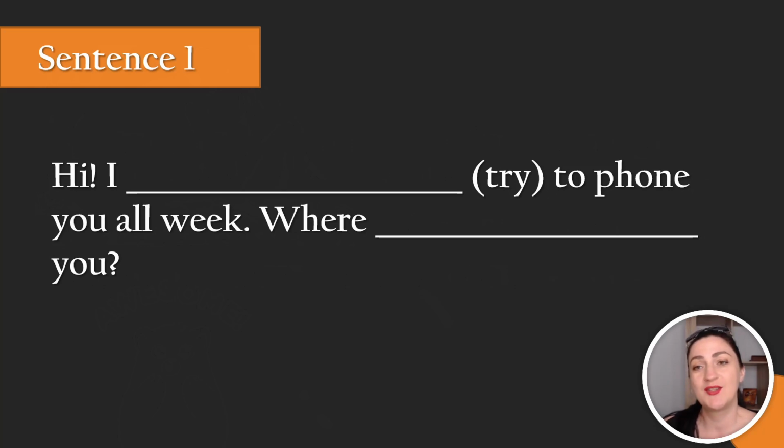Hi, I tried to phone you all week. Where are you? The verb try suggests that something was attempted several times, at least twice. The adverbial phrase all week also suggests repetition of an action. And in cases when we are trying to do something several times with no success, there is a chance that we will be annoyed or irritated or upset. All these three things combined are a clear indication that we need to use present perfect continuous.